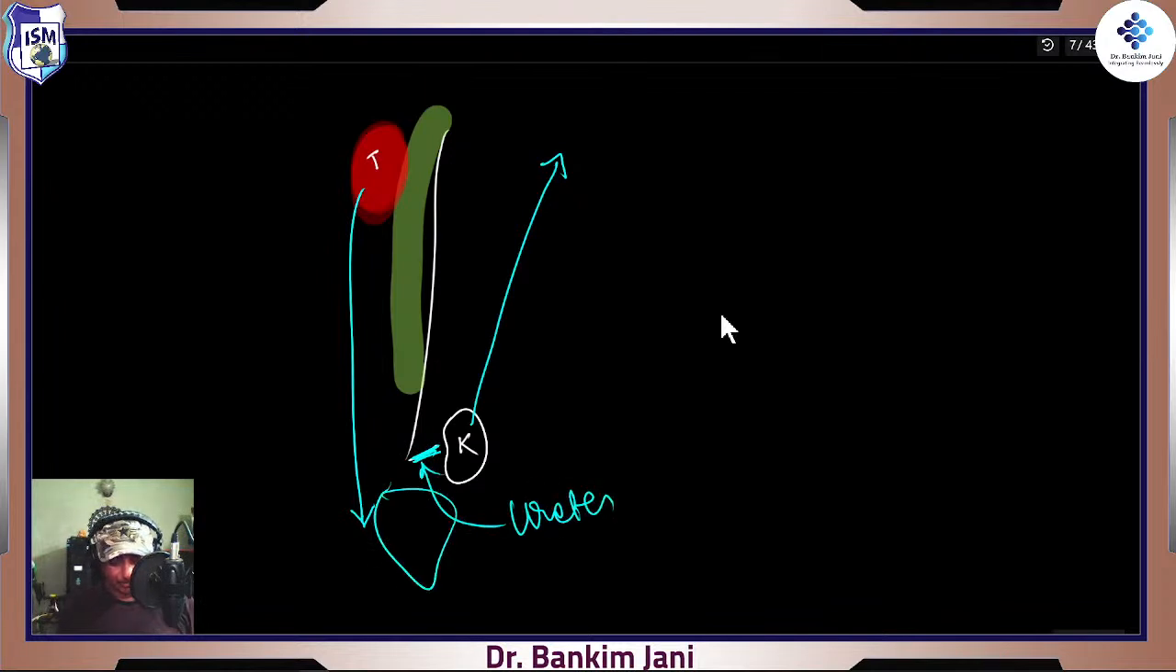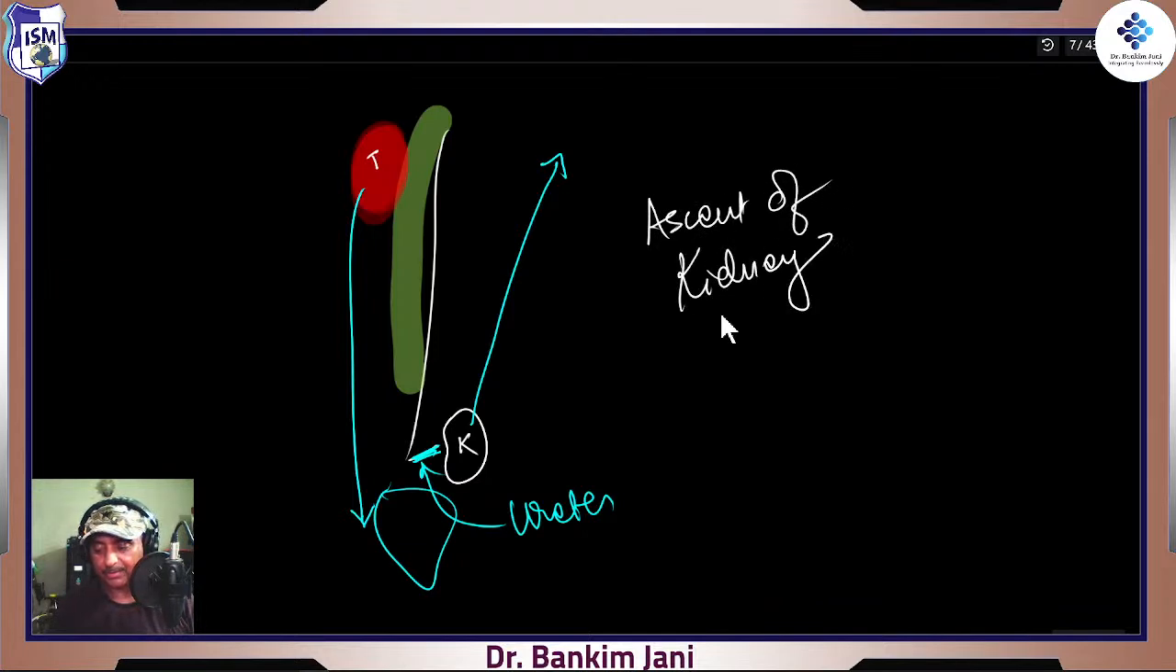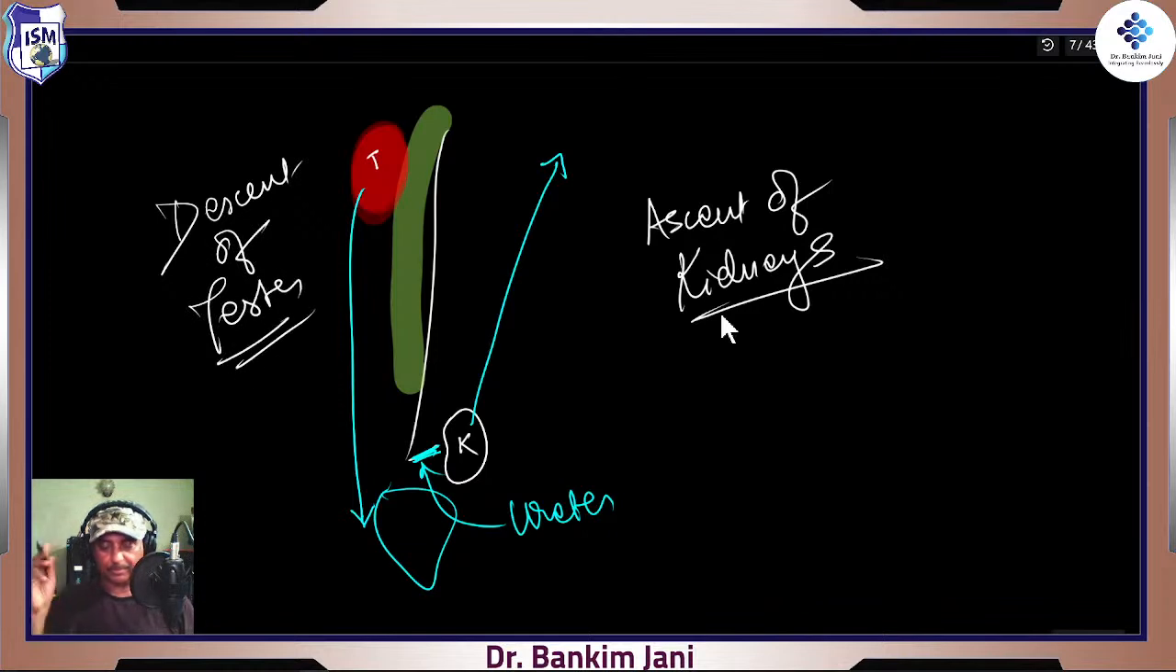This is the area where the bladder would be formed, right? So this ureter would be pulled all the way up. So that's the reason that kidneys are so high, and those ureters are coming all the way down. In fact, it was the other way around. It was pulled up, right? So that's the journey. It is the ascent of kidneys, and it was the descent of testes. Right? That's the reason.